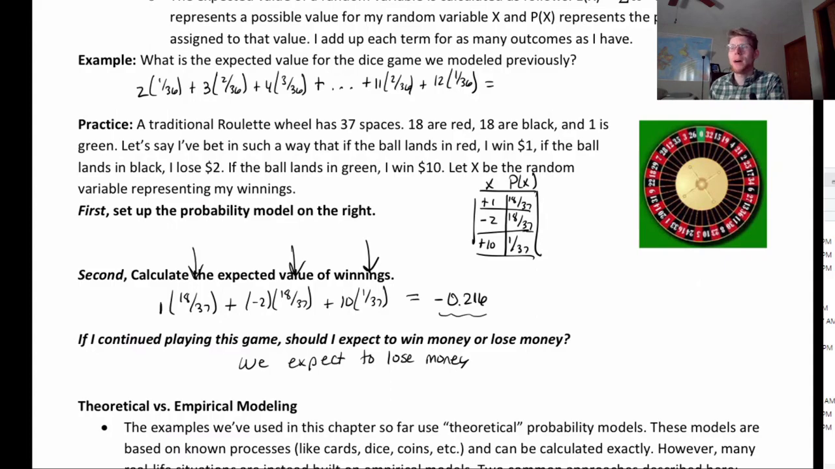I could play 10 rounds and be ahead, right, depending on my results. But the expected value is telling me over time what should happen is I should be losing about 21 cents per round that I play on average.